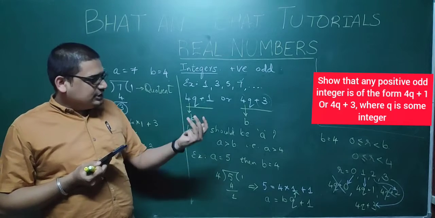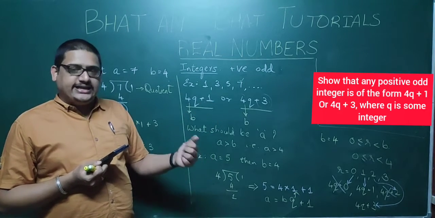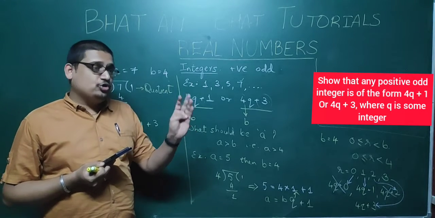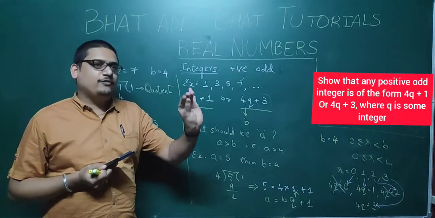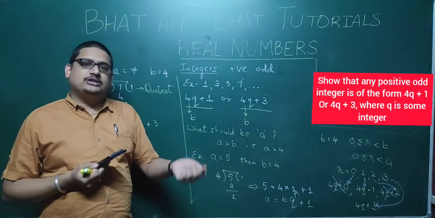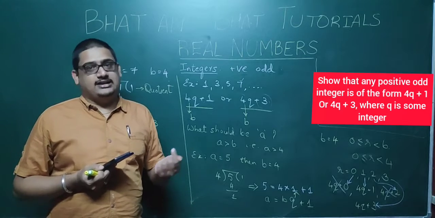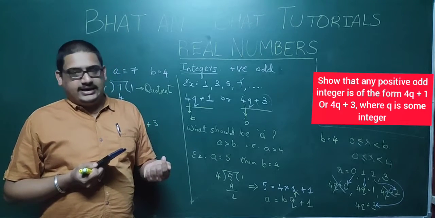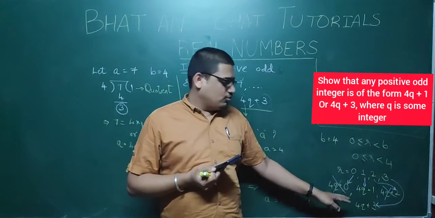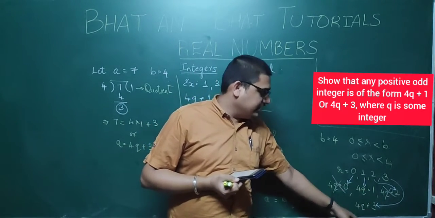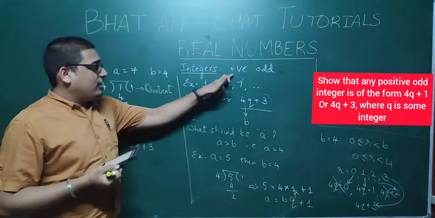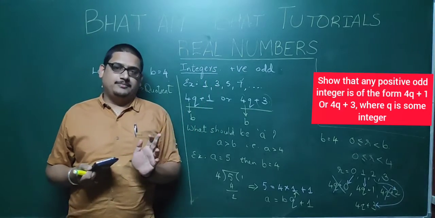So if my R is 0, 1, 2 or 3, I can write statements as 4q plus 0, 4q plus 1, 4q plus 2 or 4q plus 3. But 4q and 4q plus 2 represent even numbers, correct? So I have removed those two representations. Whatever is left, which are 4q plus 1 and 4q plus 3, are the representations for positive odd integers.